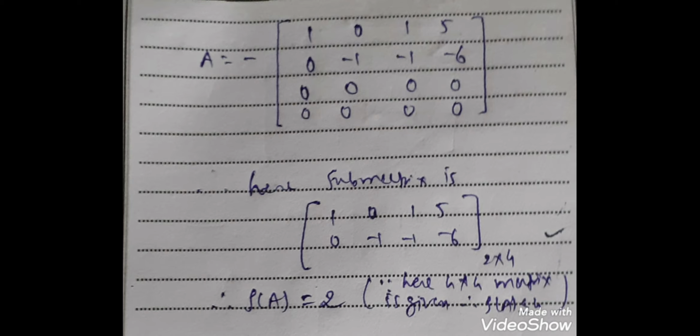If we keep all these entries in determinant form, we get a determinant which has the elements 1, 0 in the first row and 0, minus 1 in the second row. If we take the expansion of this determinant, its value will be minus 1, which is not equal to 0. So here we get a 2 by 2 submatrix, meaning it is of order 2. So we say that the rank of the given matrix is 2, meaning the given matrix is of rank 2.